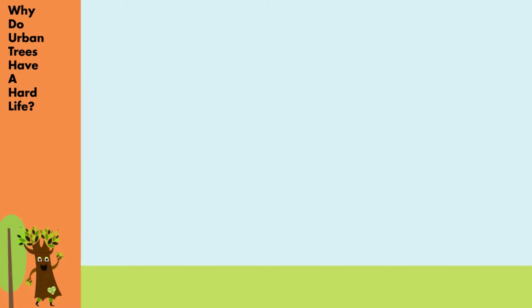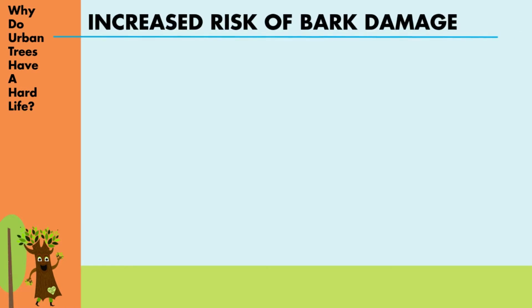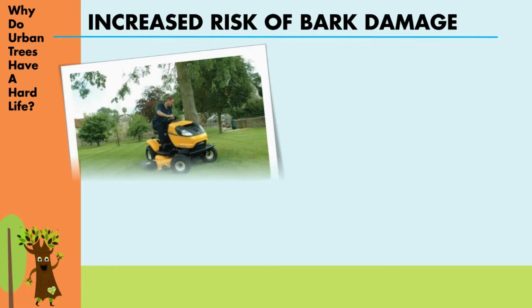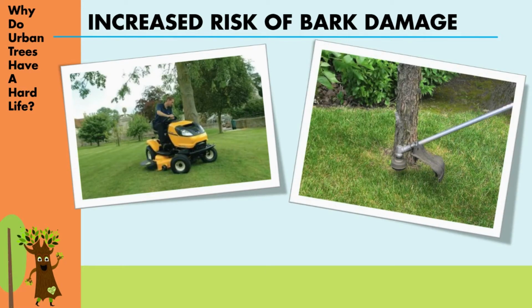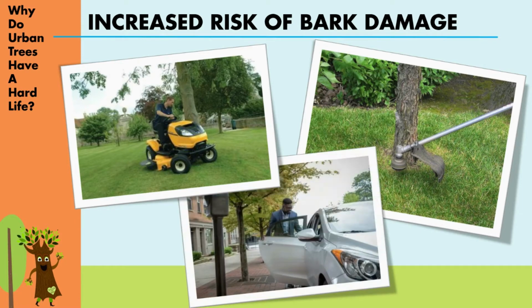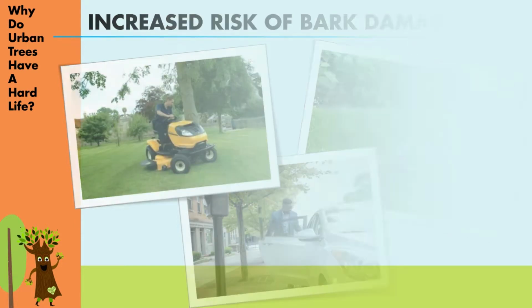The last factor I'd like to cover that negatively impacts trees in our city is bark damage. Lawn mowers bumping into trunks, string trimmers whipping across bark, and car doors bashing against trunks cause harm to the tree, and as I mentioned earlier, disrupts the water and nutrient flow. We'll get into this a little more later.